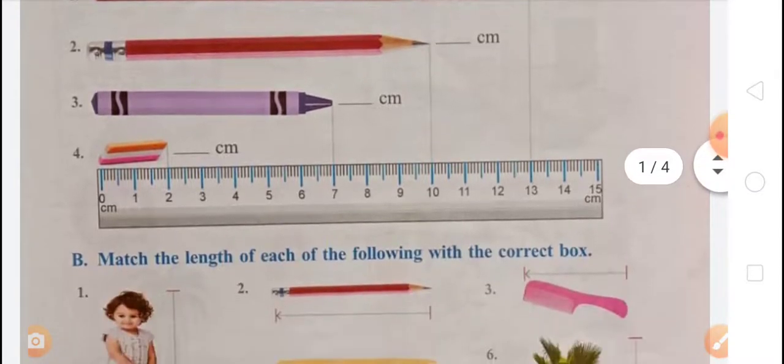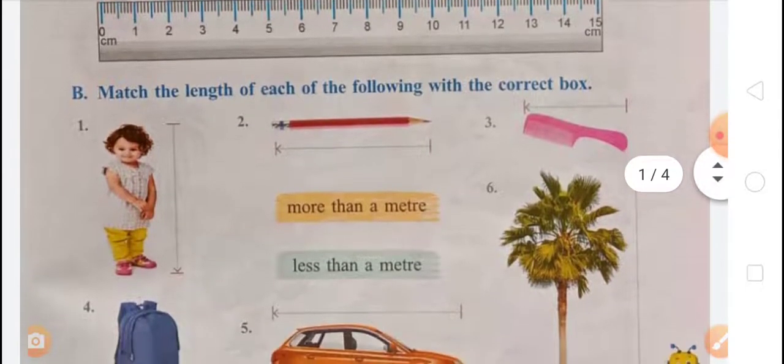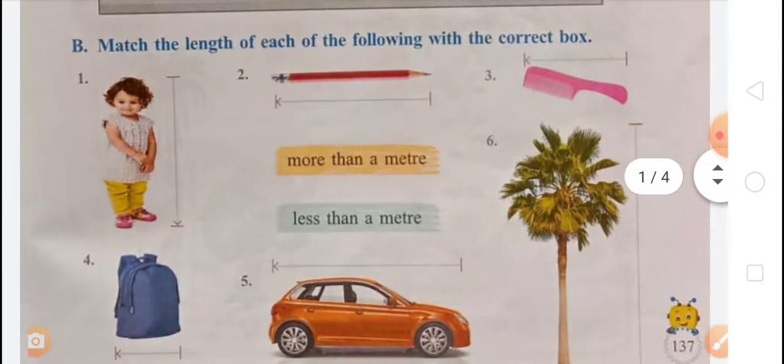And now you have to come to the next question. Match the length of each of the following with the correct box. What you have to do? You have to listen carefully. First is the baby girl. You can see that the baby girl's length is more than a meter. So you have to match it with more than a meter.